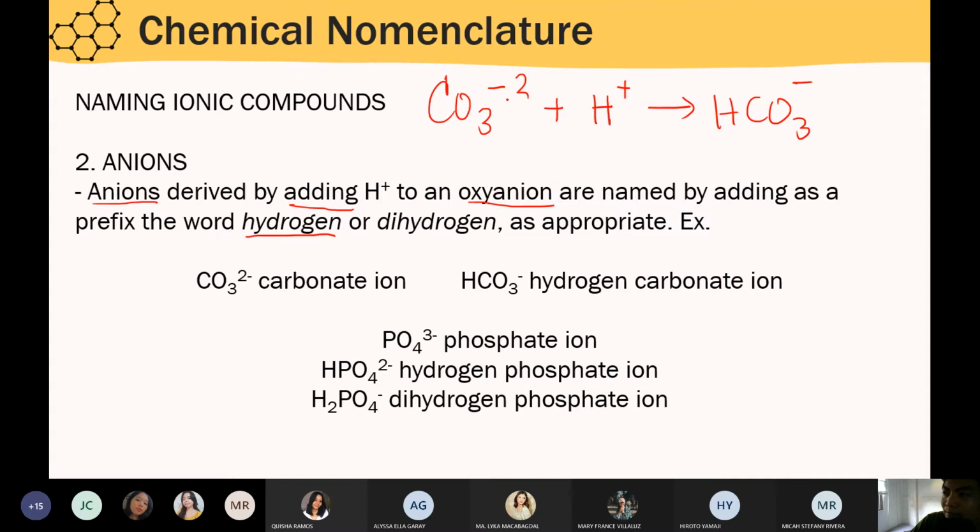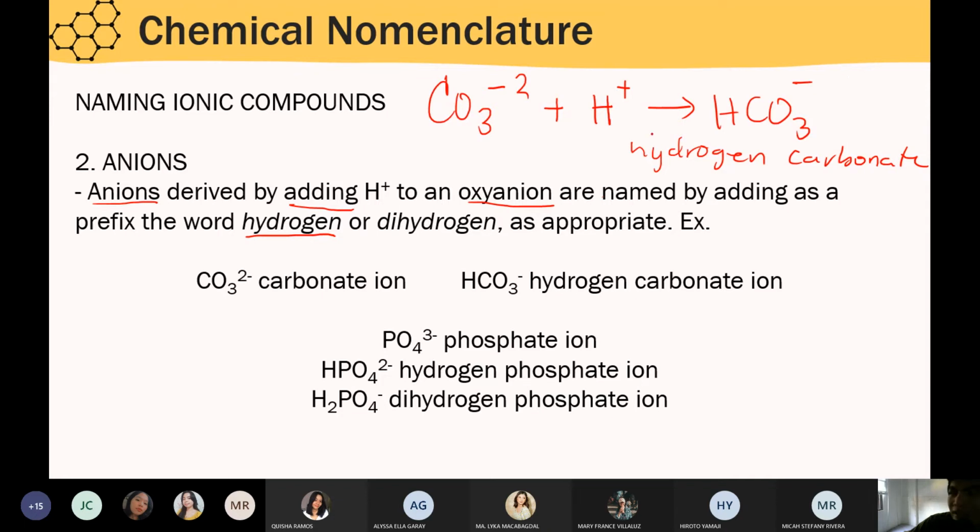So how does that work? I added one hydrogen to the carbonate. This is the formula, so the name will be hydrogen carbonate. That's the name now, according to this last rule. If I add H plus to my oxyanion, the name will be hydrogen carbonate. Hydrogen phosphate, something like that. If I add one H and I still get a negative charge, then I will name it hydrogen carbonate.